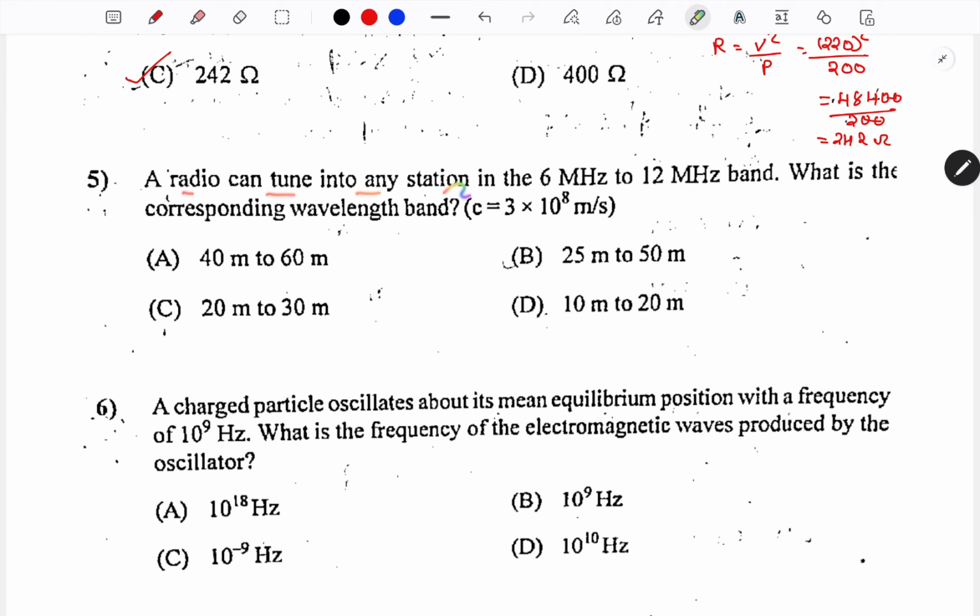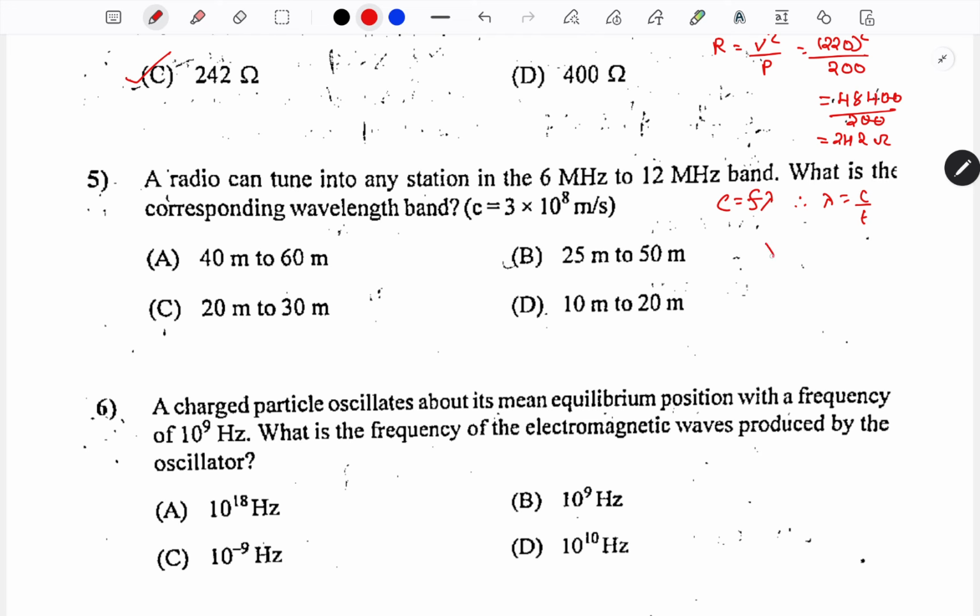Next question. A radio can tune into any station in the 6 MHz to 12 MHz frequency band. What is the corresponding wavelength band? C is equal to 3 into 10 to the power 8 meter per second. Another difficult question. C is equal to f lambda, we know that, and we have to find lambda. So lambda is equal to C by f.